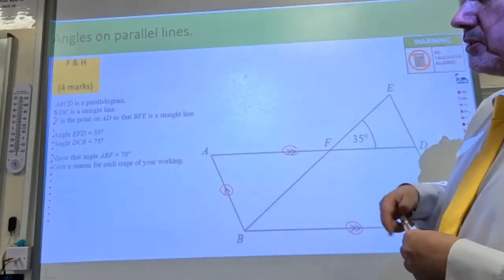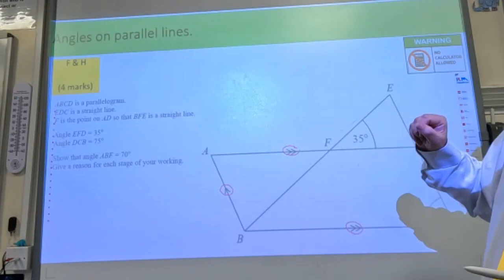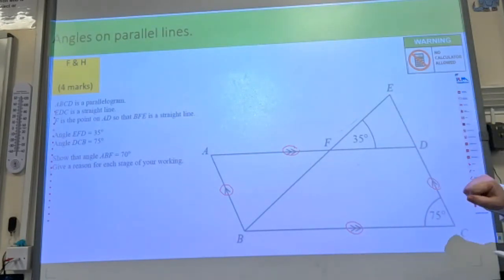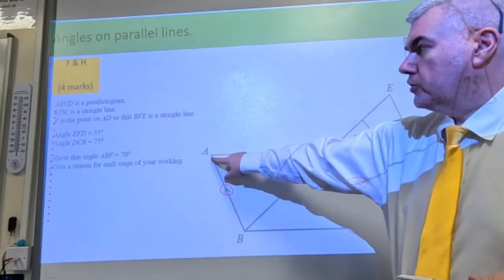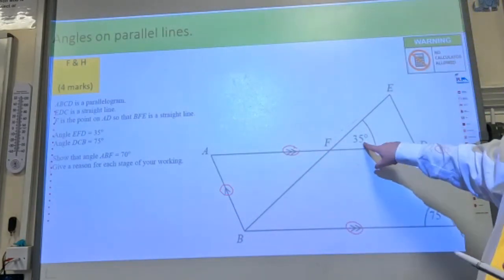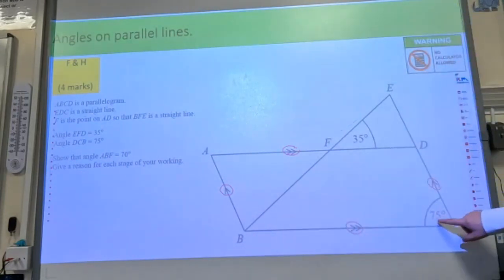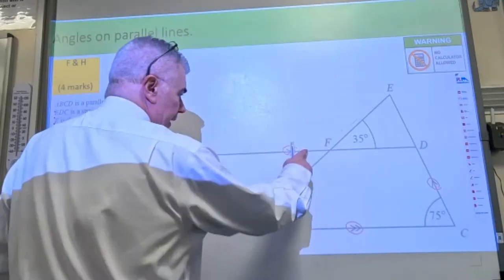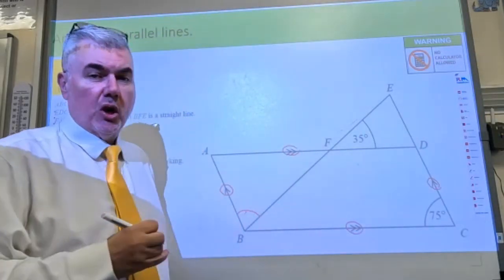Let's check that everything's labelled. ABCD is a parallelogram. EDC is a straight line. F is the point on AD such that EFD equals 35 degrees. Angle DCB equals 75. Show the angle ABF. This is the angle that I'm trying to show is 70.